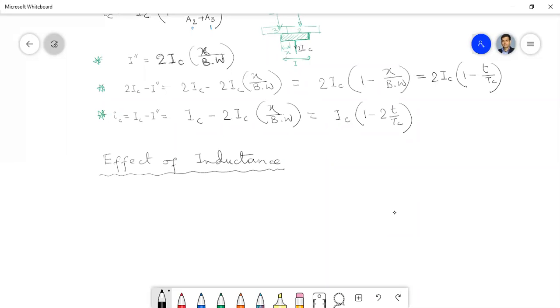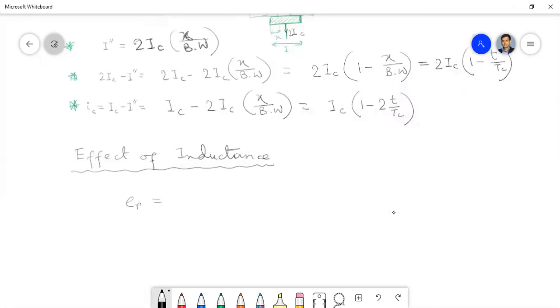So let us take the voltage which will be developed due to this inductance and the current change in the coil undergoing commutation. Let us take that voltage as ER. ER is the reactance voltage induced in the coil going under commutation. Now what is the value of this ER? ER should be the self inductance into the change in current.